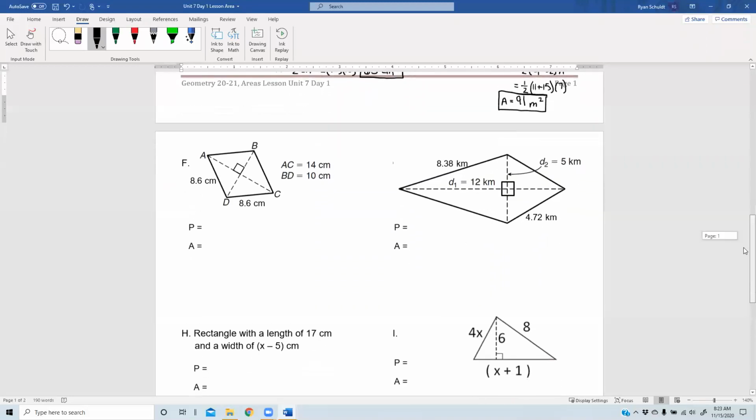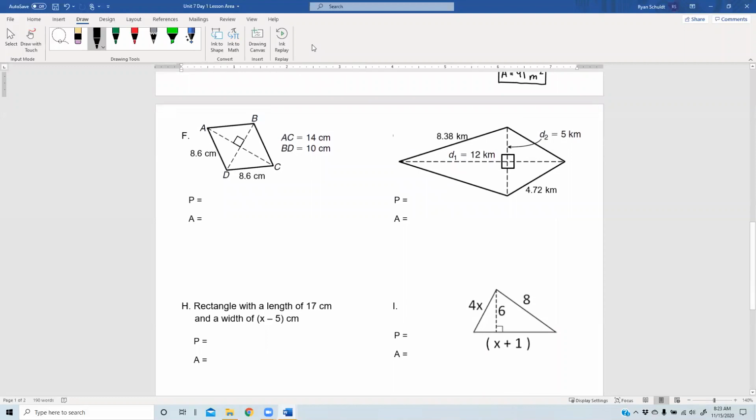Okay, so here we have a rhombus. And we know that because two sides are 8.6. So we're going to say the other two are 8.6 as well. So to add them all up, 8.6 plus 8.6 plus 8.6 plus 8.6. The 8.6s, add them up 4 times. You'll get 34.4. What units am I in? Centimeters.